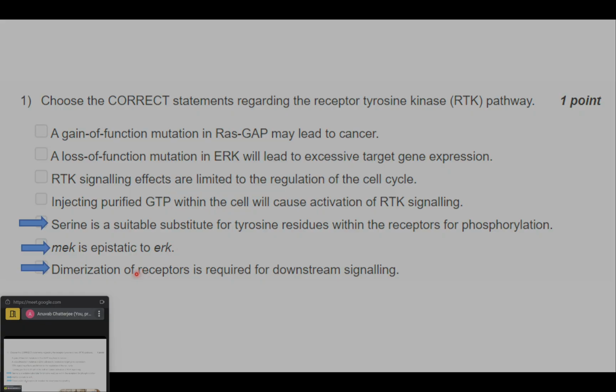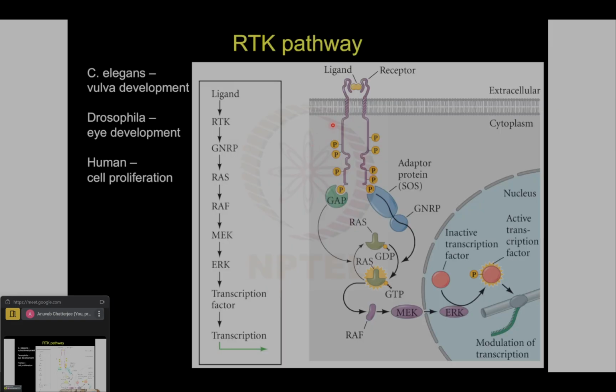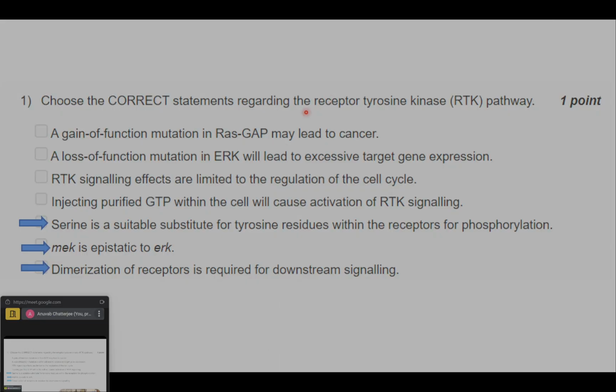And finally, dimerization of receptors is required for downstream signaling. So once the ligand binds, it leads to receptor dimerization, which in turn leads to autophosphorylation. So dimerization is important, and that only happens when the ligand binds. So dimerization of receptors is required for downstream signaling. So all these options are the correct ones.